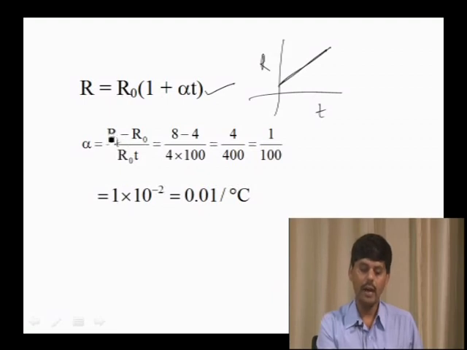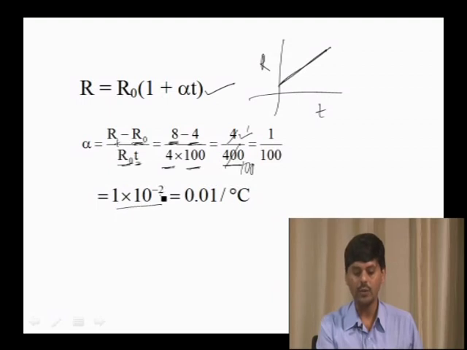Here the value of resistance at 100 degree is equal to 8 ohm. At 0 degree, it is equal to 4 ohm. R naught is equal to 4 and the temperature is equal to 100. 8 minus 4 is equal to 4. 4 into 100 is equal to 400. This is 1 time and this is 100 time, which gives rise to 1 divided by 100. 1 divided by 100 can be written as 1 into 10 raised to minus 2.